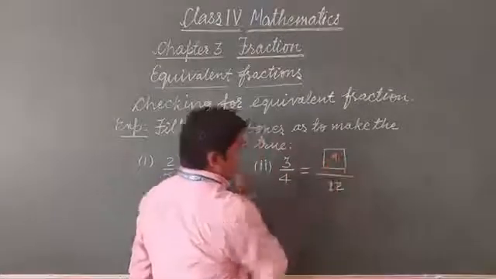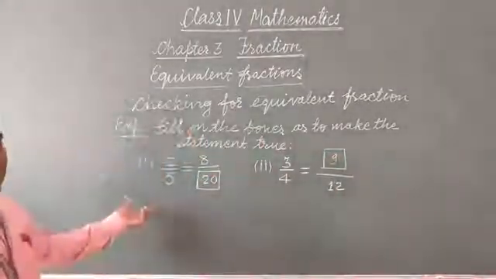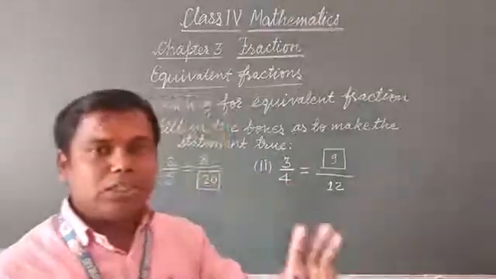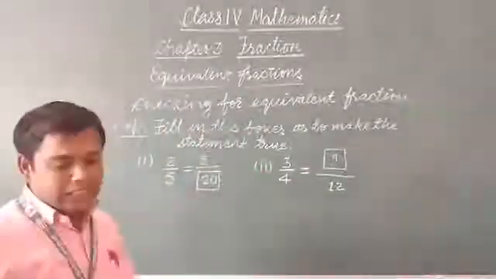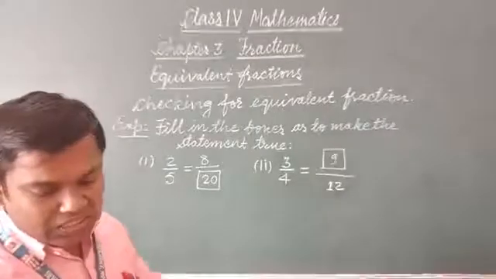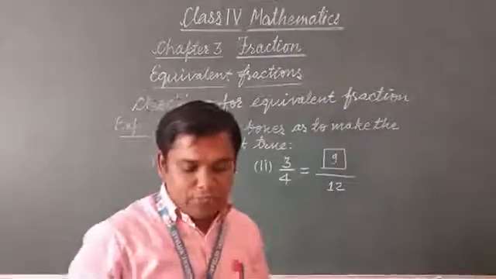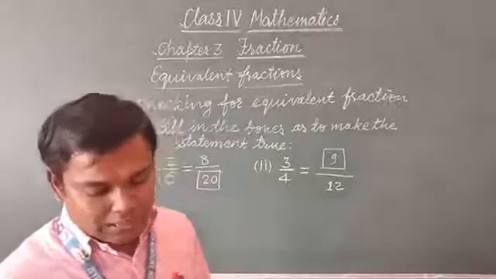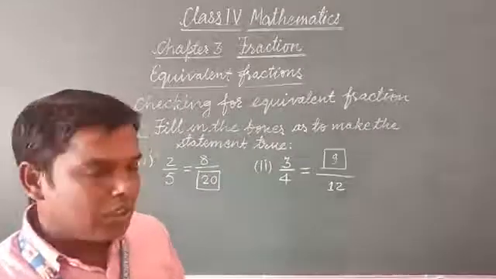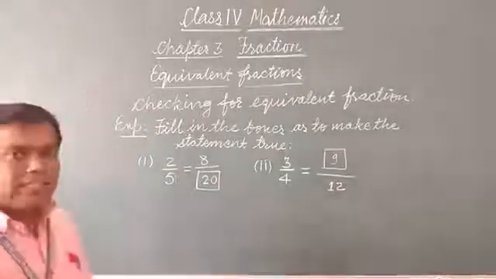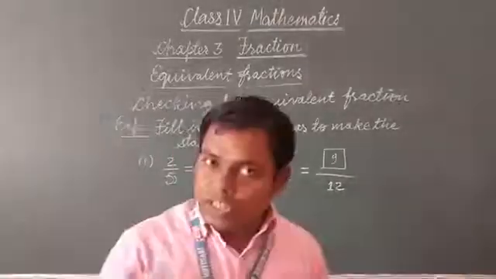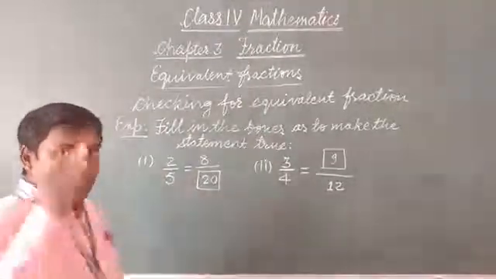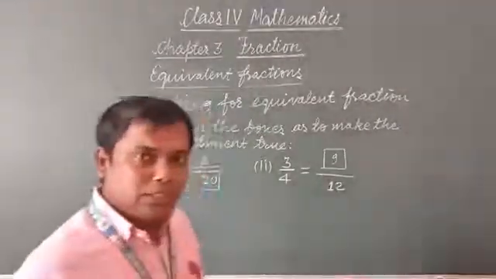3 times 3 is 9. Like this, questions are given in question number 3 of exercise 3.2. You can do them easily. Then the last question given asks which of the following fractions are equivalent to others or not. So you have to find which of the given fractions are equivalent. I hope you understood how to solve the questions of exercise 3.2.